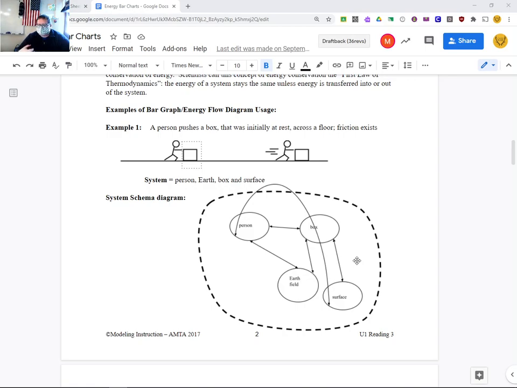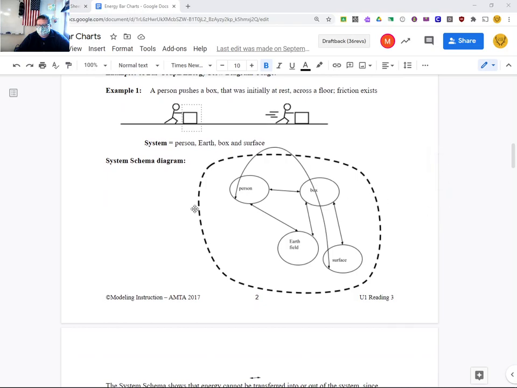Now, you can define the system however you'd like. Any number of objects can be in your system, right? We could say the whole universe is our system. But it's not very useful sometimes, right? So in this example, they give you example 1, a person pushes a box initially at rest across the floor, and there's friction. They made what we call a closed system.